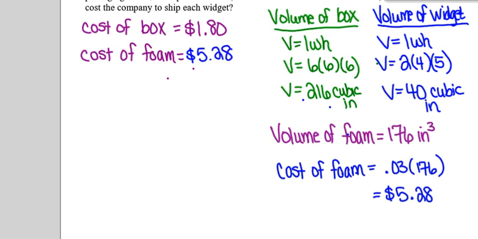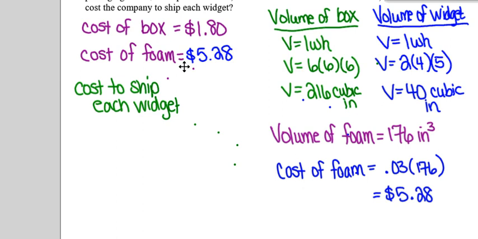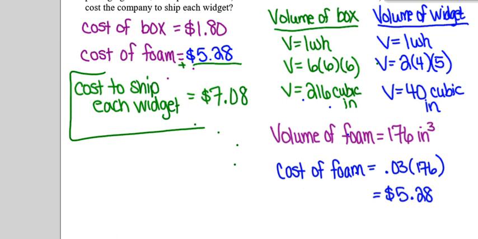And remember that the cost to ship each widget is made up of the cost of the box plus the cost of the foam. So when I combine those two together, I find that that total cost is $7.08. So now you know, when you want to ship your widget, it's going to cost you $7.08.